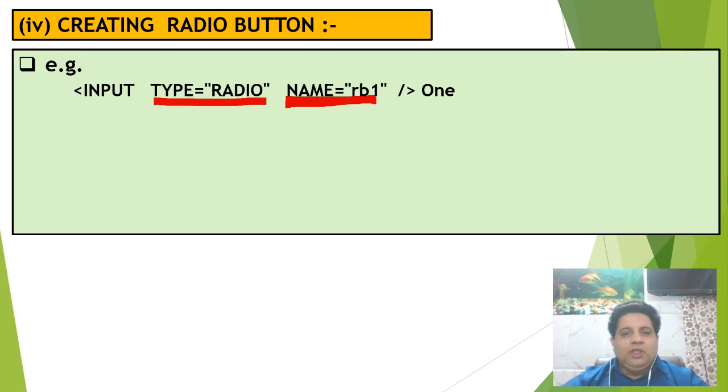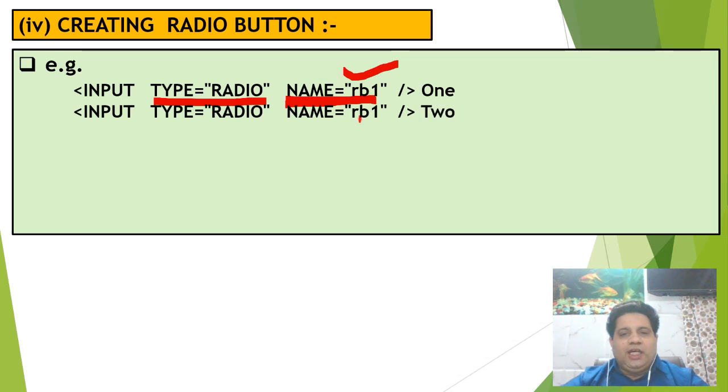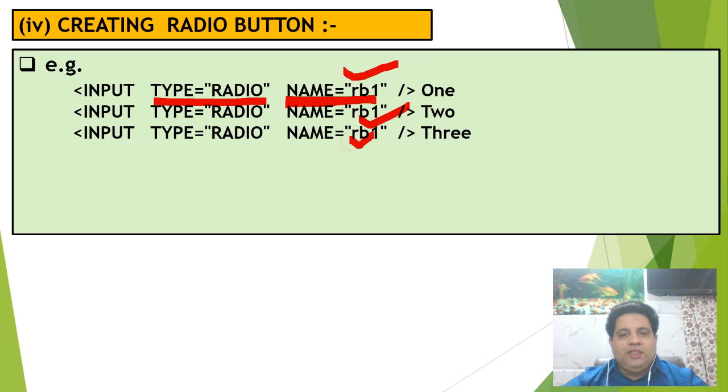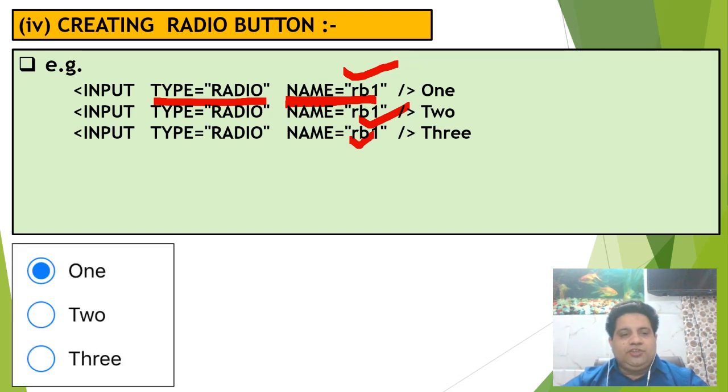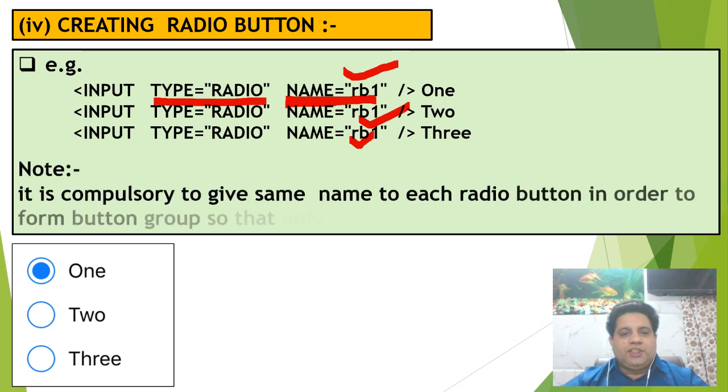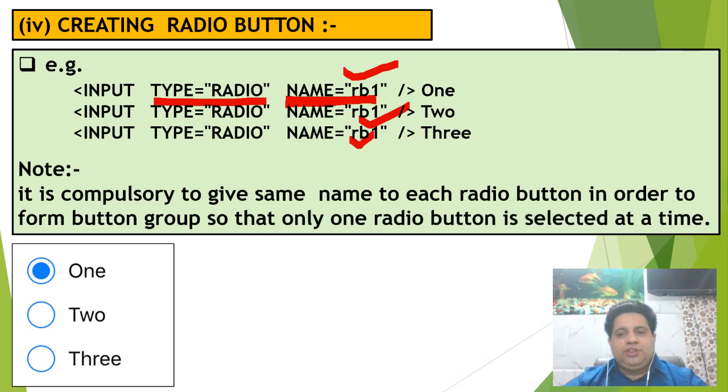For example, in the first radio button I have given name RB1. In the second radio button I have given name RB1, and in the third radio button I have again given RB1. Now you will see 3 radio buttons displayed, and only one can be selected at a time. So note this: it is compulsory to give the same name to each radio button in order to form a button group, so that only one radio button is selected at a time.